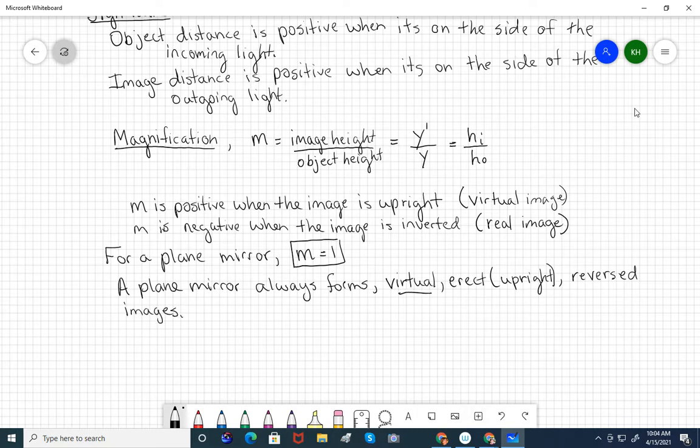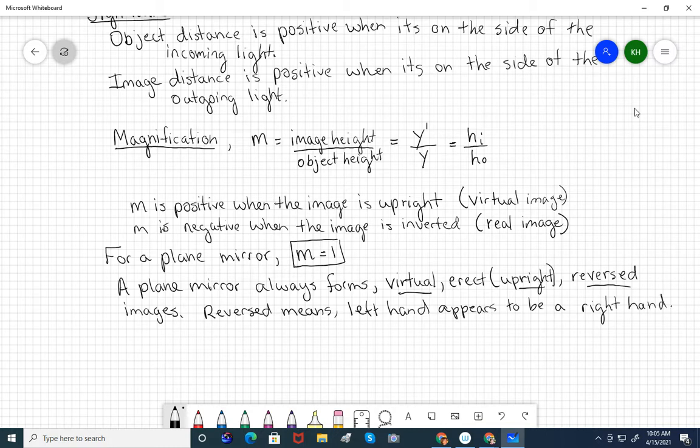We know what it means that it's virtual and upright. Reversed simply means the left hand appears to be a right hand. So if you look at yourself in a mirror, your left eye appears to be the right eye of the image. That pretty much takes care of everything to do with plane mirrors.